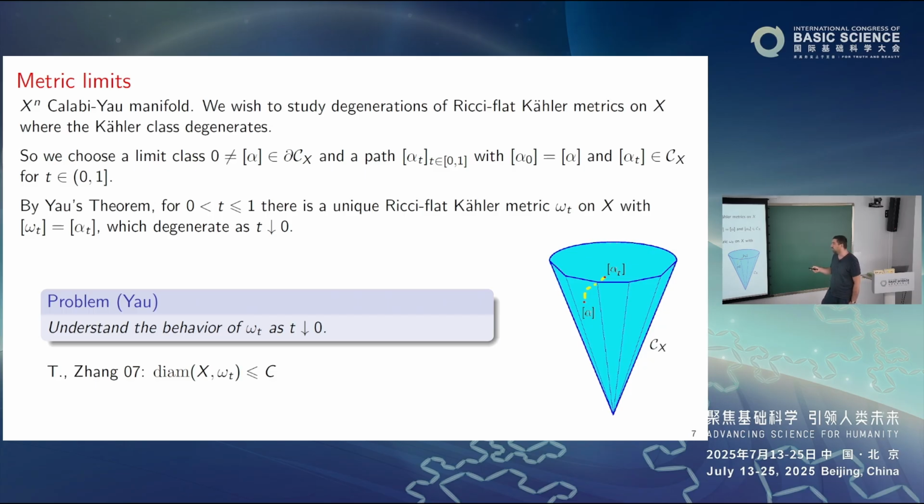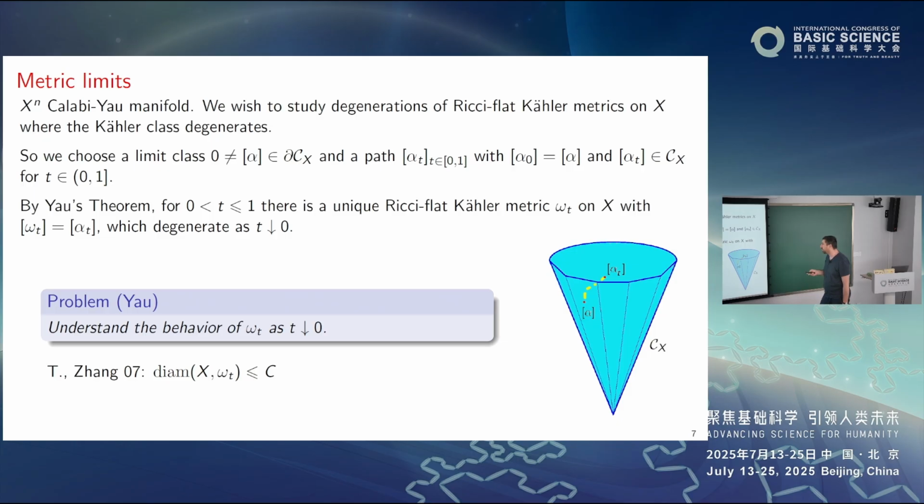And you can assume it's non-zero, otherwise the whole discussion becomes very simple. So you have a non-zero point on the boundary of this cone, alpha, and then you want to approach it from the inside of the cone. So let's say with a continuous path, alpha t, t defined in, let's say, a unit interval, which at 0 is this endpoint, and for t positive is inside. So you move from inside the Kähler cone to some point on the boundary.